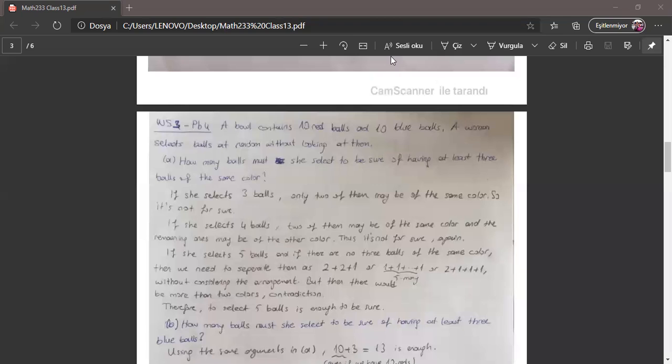And this is the only way to have 2 plus 3, it means red, blue, or blue, red. This is the only way to separate the balls according to the color. So at least 3 of them will be of the same color.